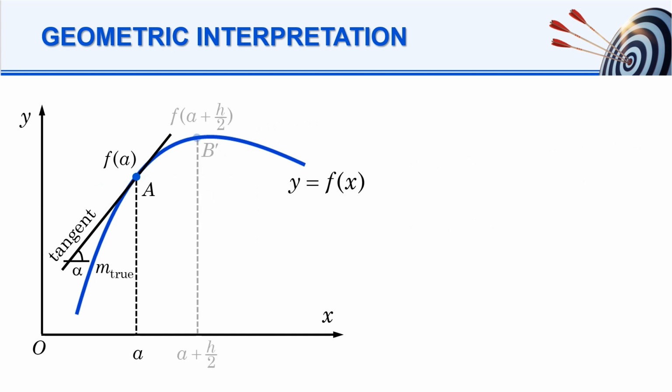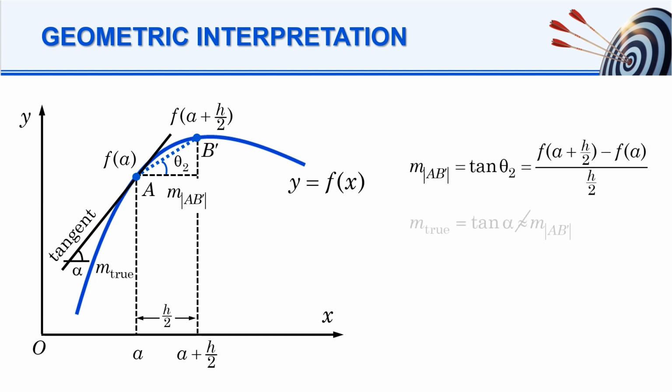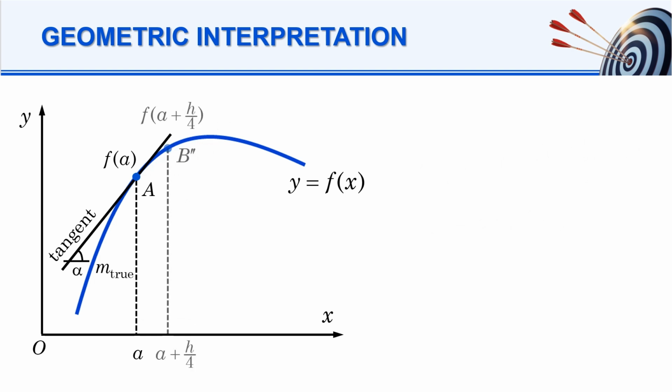Next, we reduce the spacing between the 2 points by half. The abscissa of the point B' is a plus h over 2. The slope of the line passing through the points A and B' is found from the right triangle. Although the slope of the secant line from A to B' tends to approach the true slope, it is not yet equal. We further reduce the spacing between the points A and B' by half.